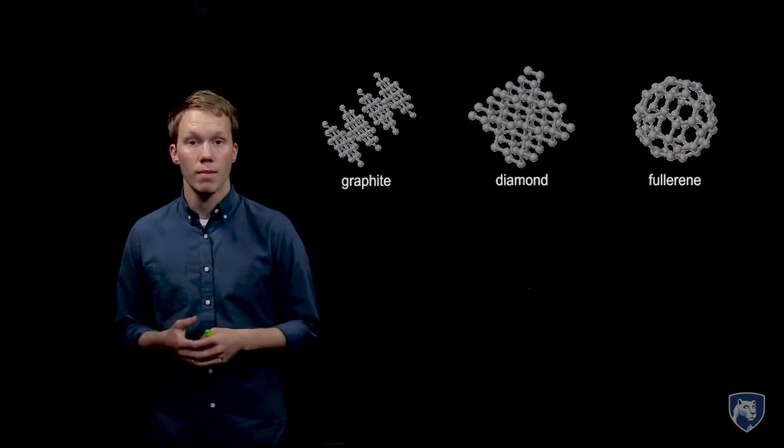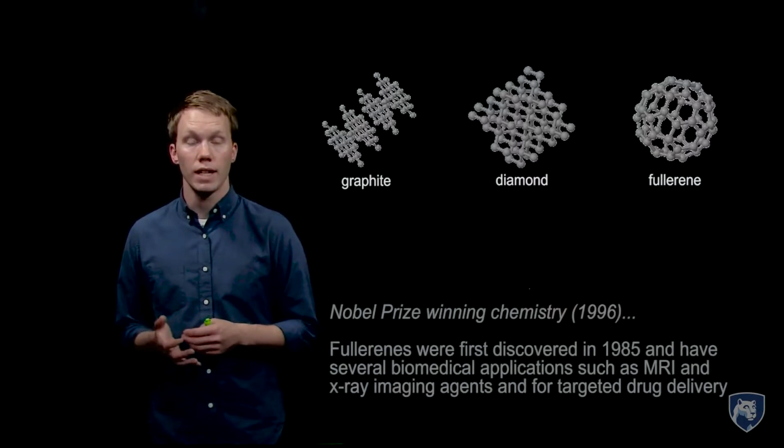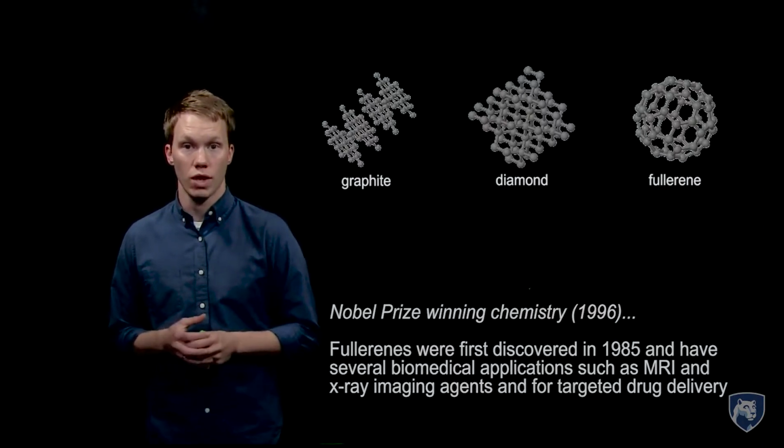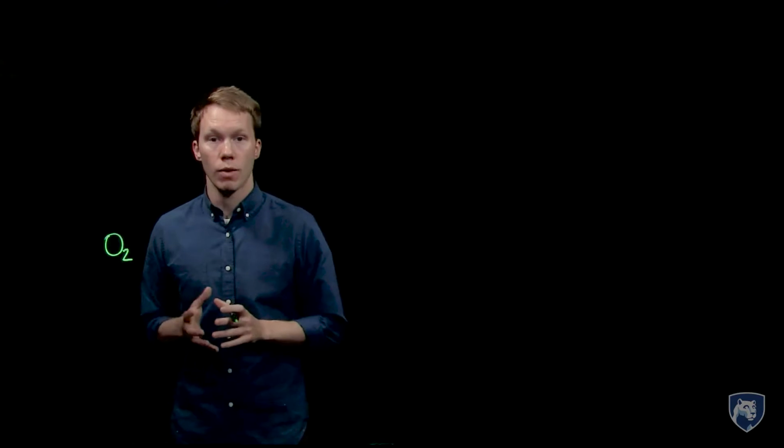And the last type of carbon allotrope is the fullerene, which is a C60 buckyball shape, where we have 60 carbon atoms arranged in a spherical structure. Carbon is not the only element that exists in a number of different allotropes. Oxygen is another example. Take O2, the diatomic form of oxygen.